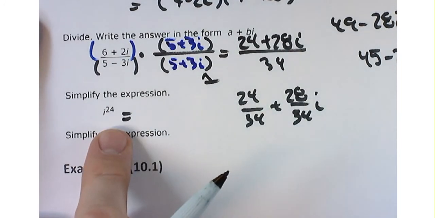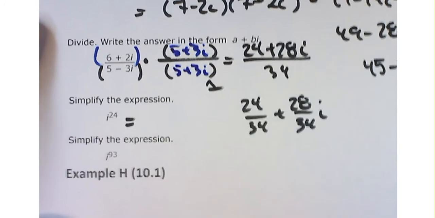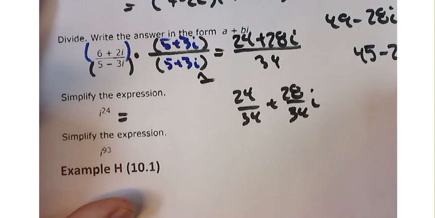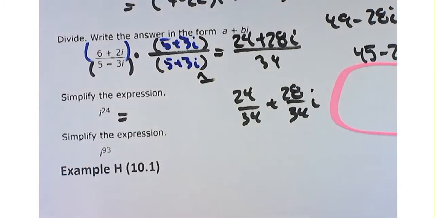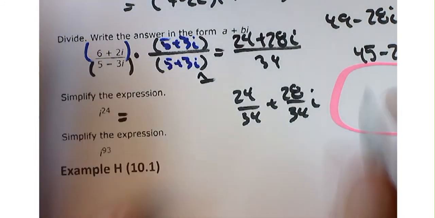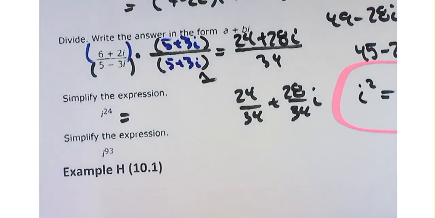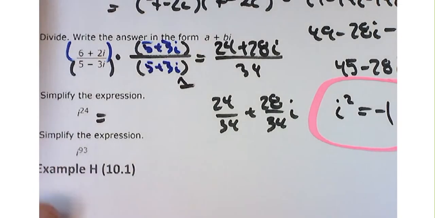There was only one power of i that I said you had to have memorized. Does anyone remember what it is? What does i squared equal? Negative 1. i squared, thank you. And thank you at home. i squared is negative 1.